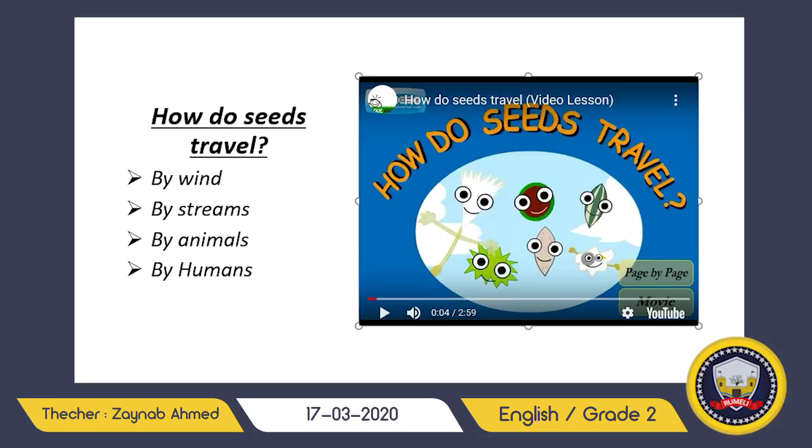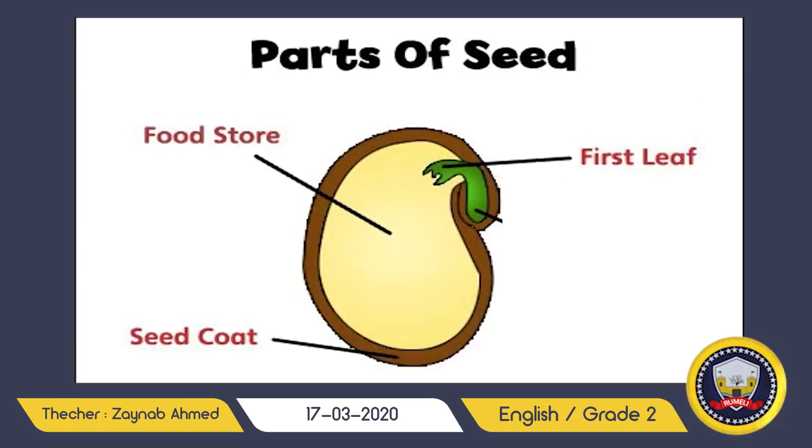Now we need to know what a seed is. We already know what a seed is, but there are different parts of a seed. This part is the food. The outer layer is called the seed coat, and this is from where the shoot starts, the first leaf. The seed coat protects the seed, or you can say the seed coat protects the food which is stored in the middle.